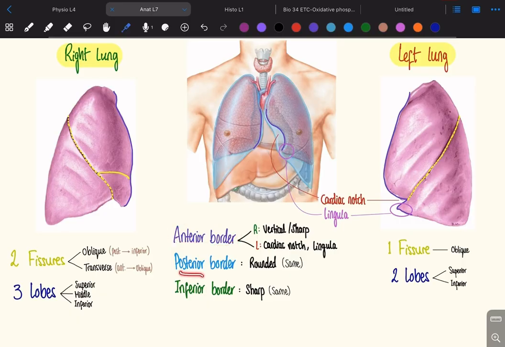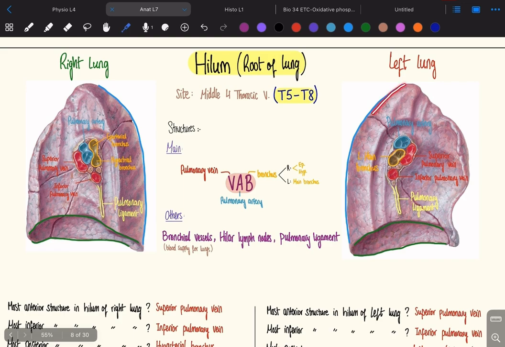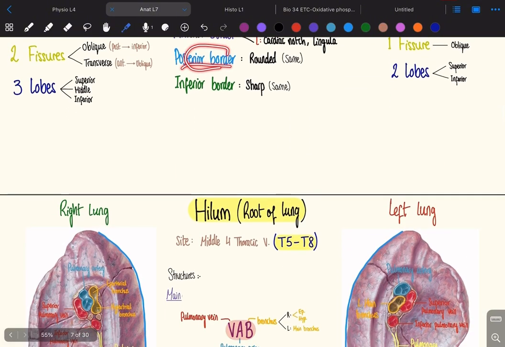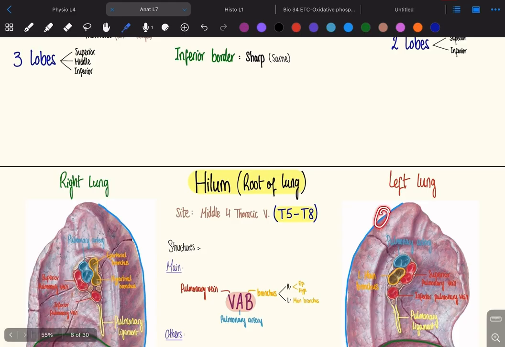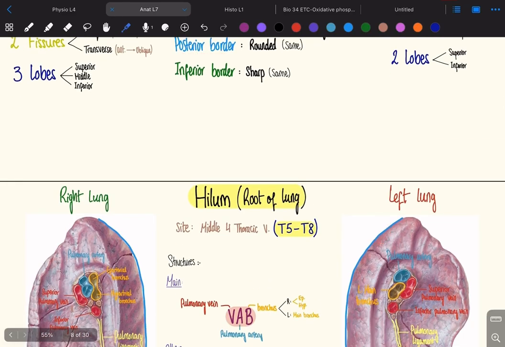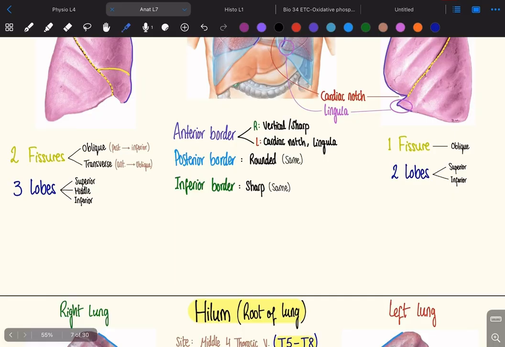The posterior and inferior, the posterior is rounded. So here we can see the posterior. It's not very clear on this section, but here we can see it. This is the posterior. It's like round, okay? It's here in blue, and I wrote posterior in blue. So everything here is almost color coded. If you see any color and the same word with the color, it's probably related to it, okay? So this is the posterior border of both lungs, and they're both rounded, okay?